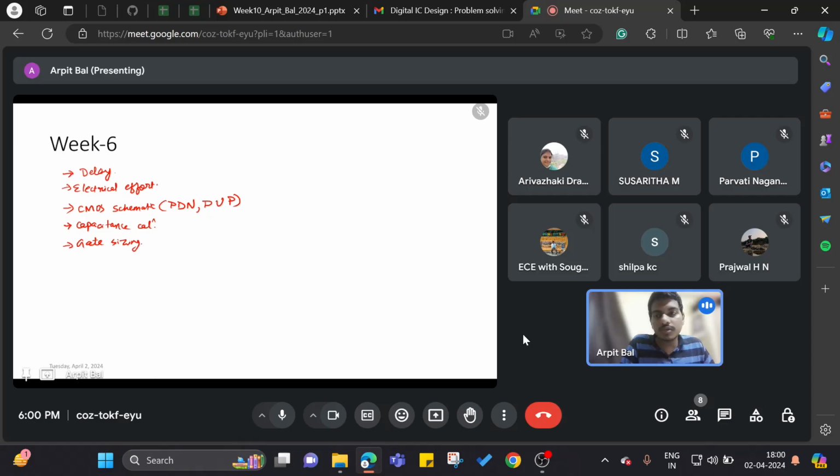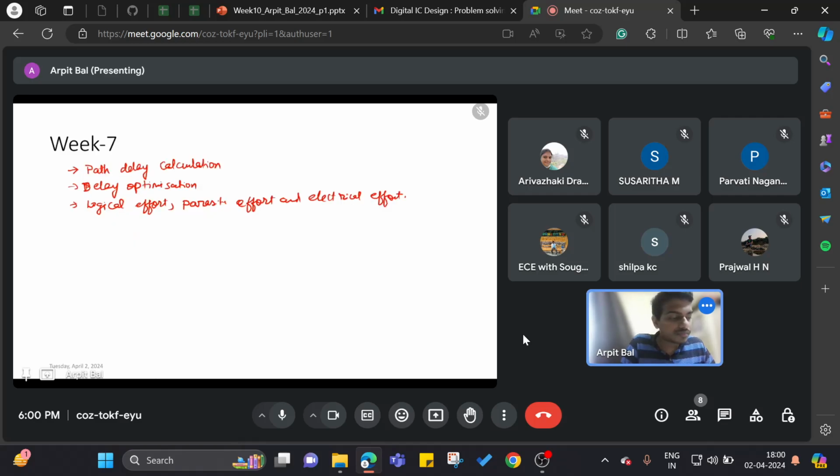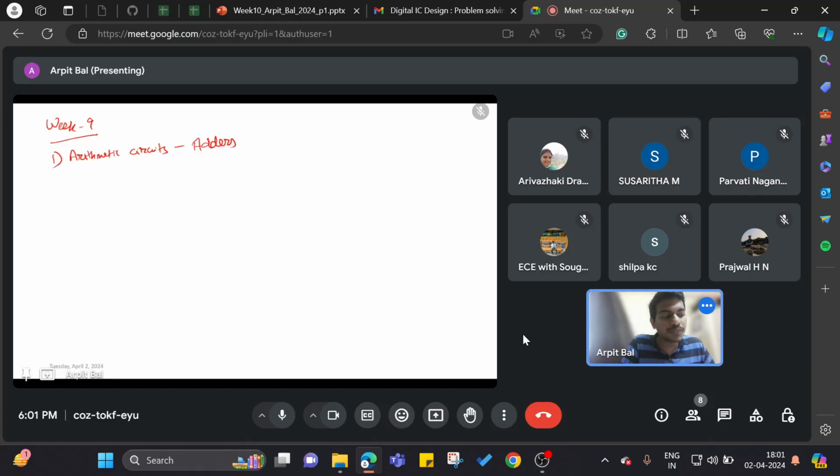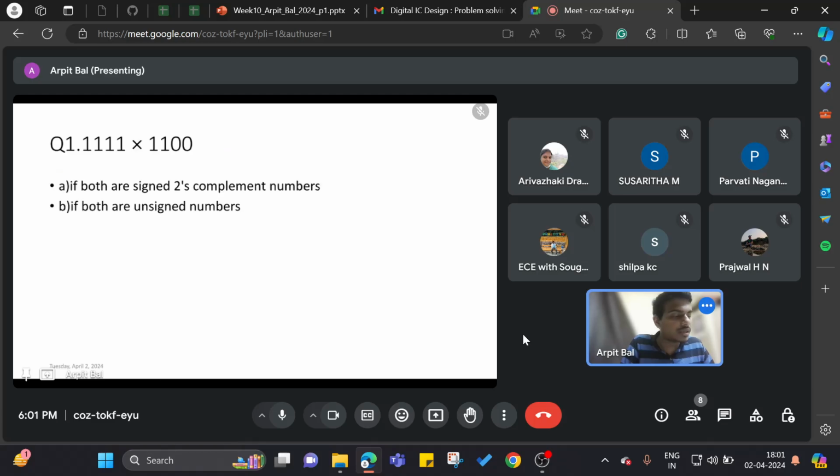Week 6 was mostly related to designing the CMOS schematic, electrical effort, and also capacitance calculation. In week 7, we did path delay calculation, then optimizing the delay, and logical, parasitic and electrical effort. Week 8 was related to the mirroring property of circuits, special circuits and pseudo NMOS logics. In the last week we did some questions related to adders, which are a class of arithmetic circuits.